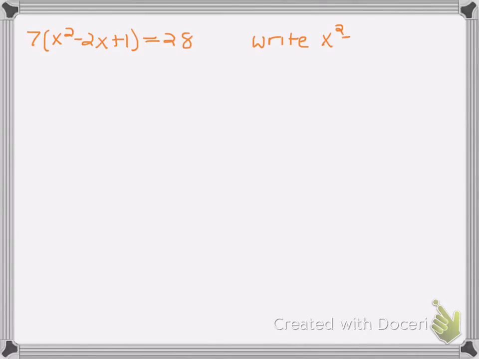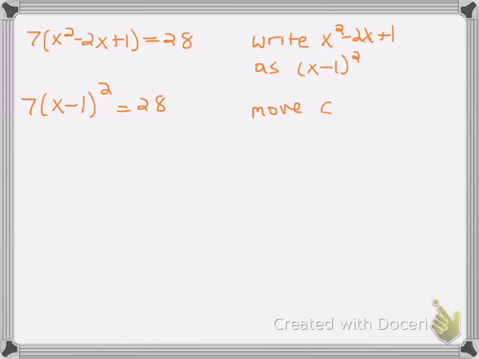Now what we need to do is write that x squared minus 2x plus 1 as our two factors. So we're going to write that as x minus 1 squared. Remember the way I figured that out is 1 is a perfect square, it's 1 times 1. And since my middle term, that 2x, is negative, I know I needed to use a negative 1. So now our equation becomes 7 times x minus 1 squared is equal to 28. Let's move the c value back to the other side: 7 times x minus 1 squared minus 28 equals 0.